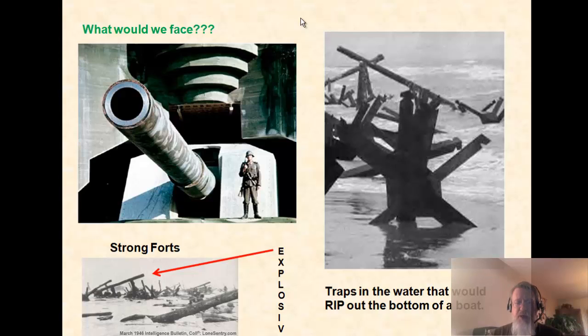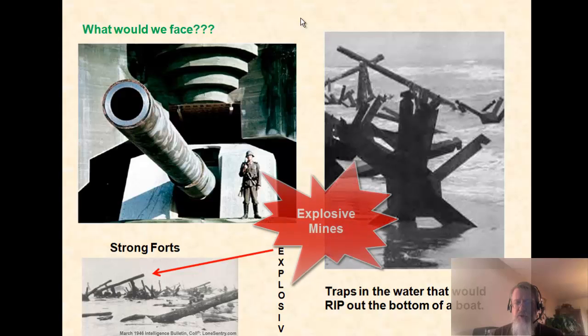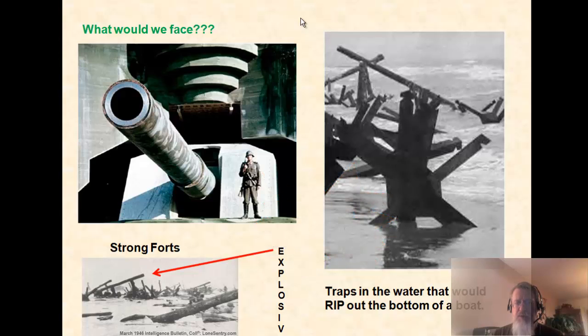What would they face when they got there? Well, strong forts on the coast, made specifically for this purpose, to defend against attacks. You'd also see, as you see in the picture on the right, obstacles in the water that when it was a high tide they'd be just underwater, so if a boat carrying troops came in it could rip the bottom of them out.